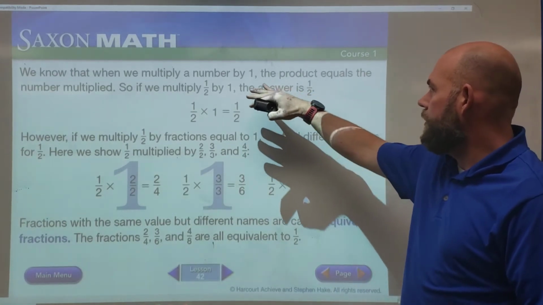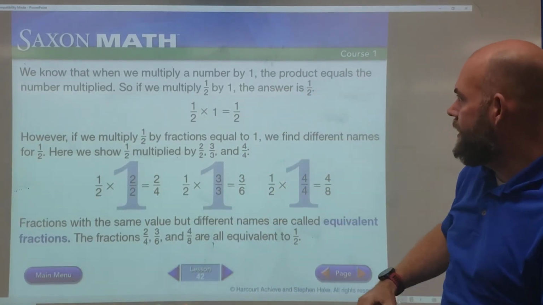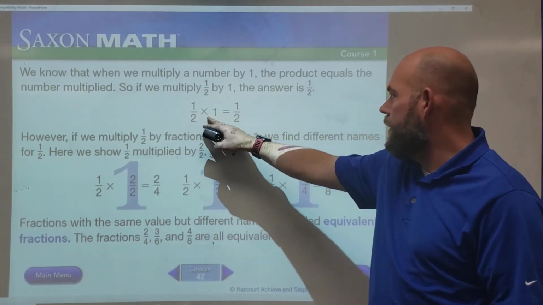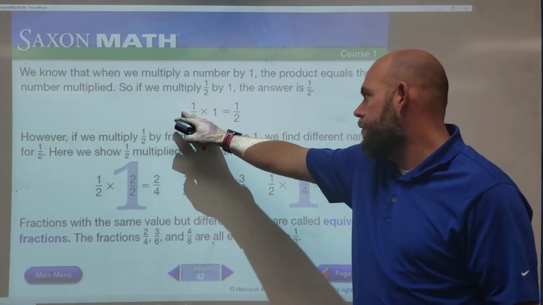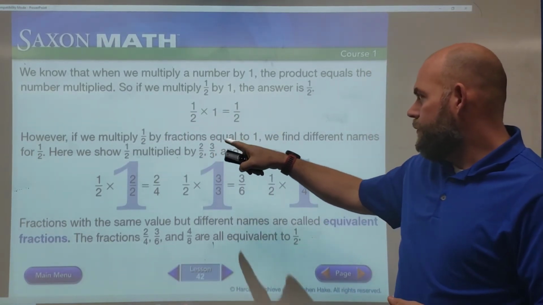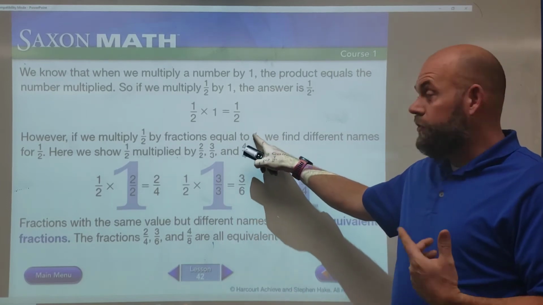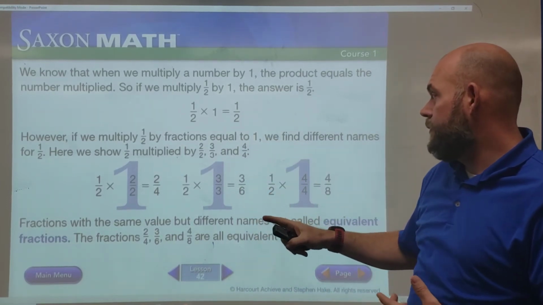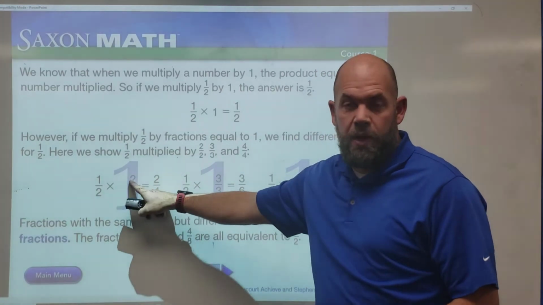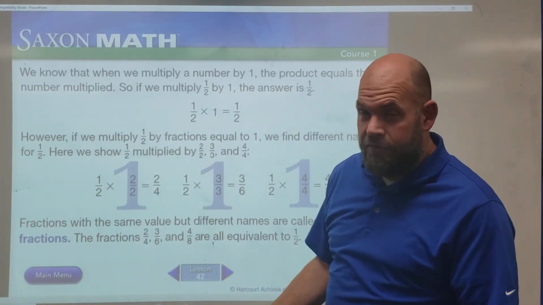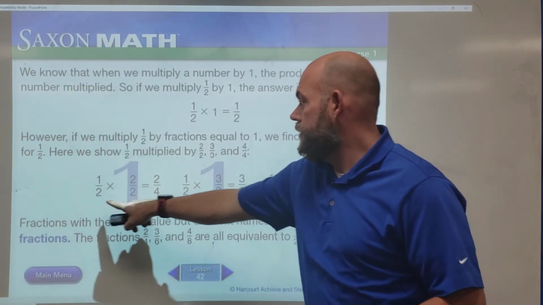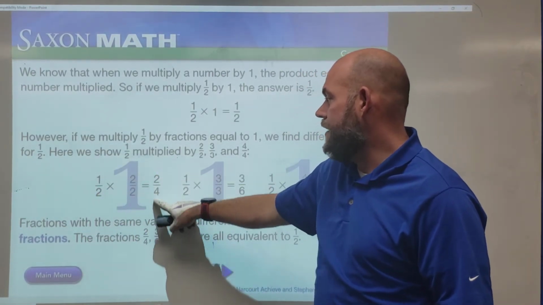So we know that when we multiply a number by 1, the product equals the number multiplied. So if we multiply 1/2 by 1, it's just going to equal 1/2. If we do 1/3 by 1, it's going to equal 1/3. However, if we multiply a half by a fraction equal to 1, we find different names for 1/2. So for example, instead of multiplying 1/2 by 1, we're going to do it by 2/2, which is the same thing as 1. Then we're going to get 1 times 2 is 2, 2 times 2 is 4, and the answer is going to be 2/4.